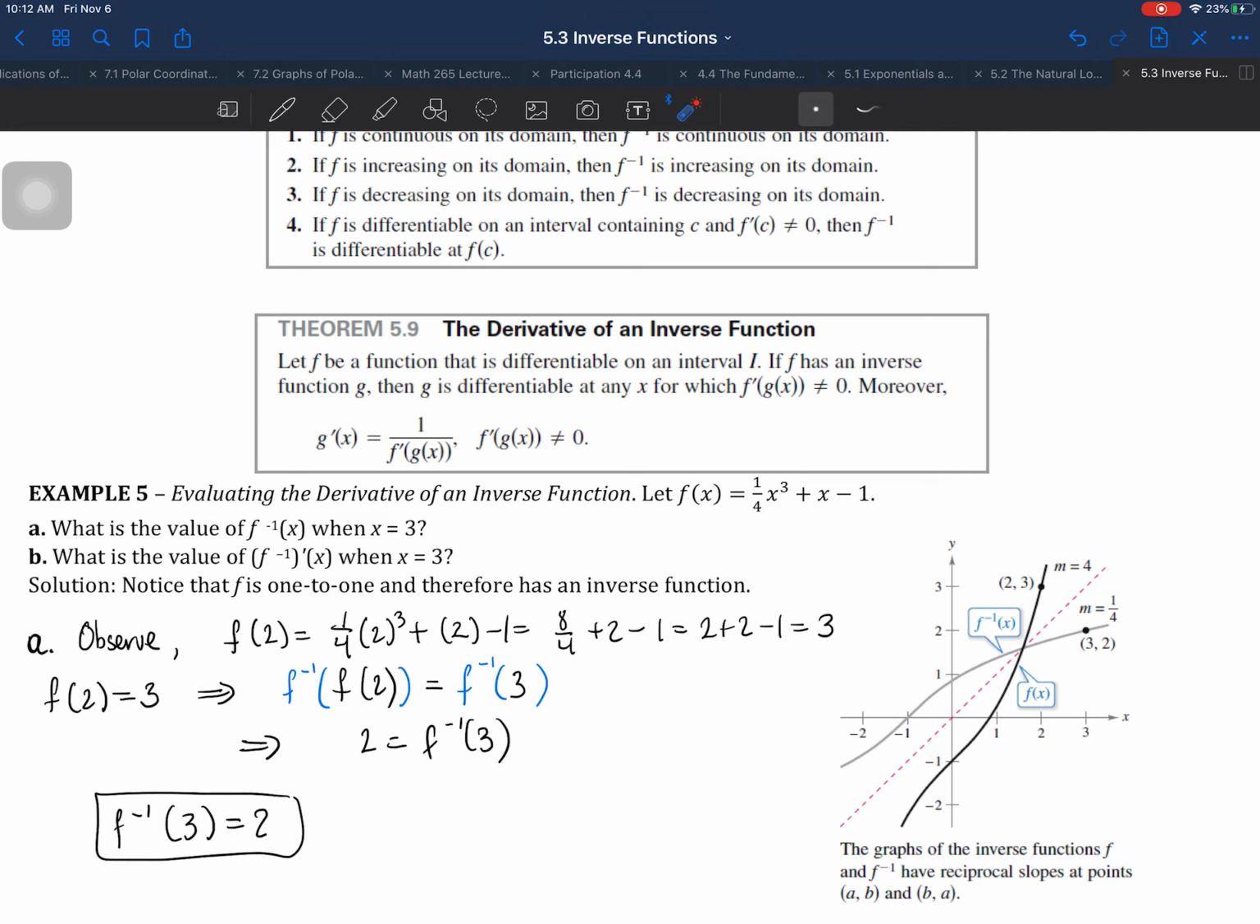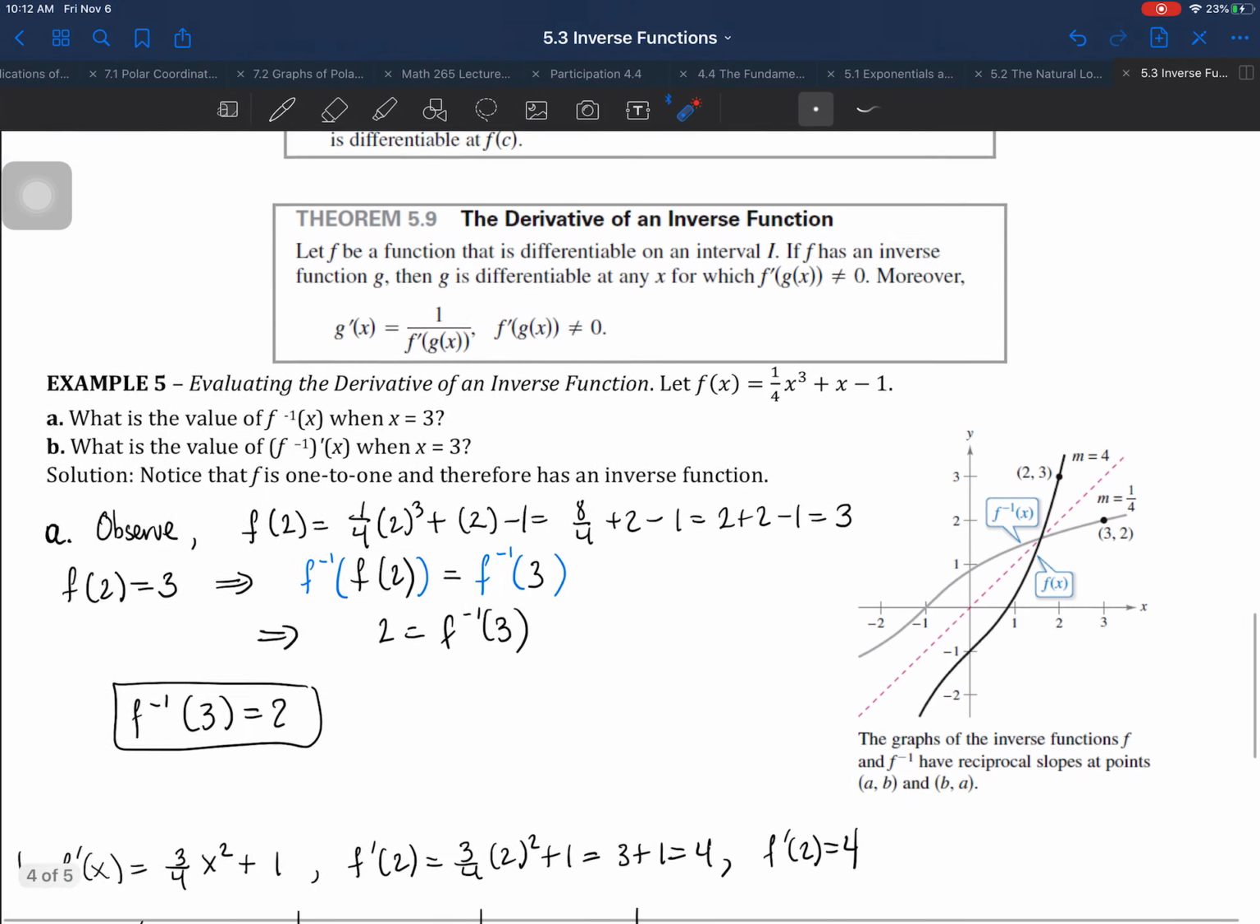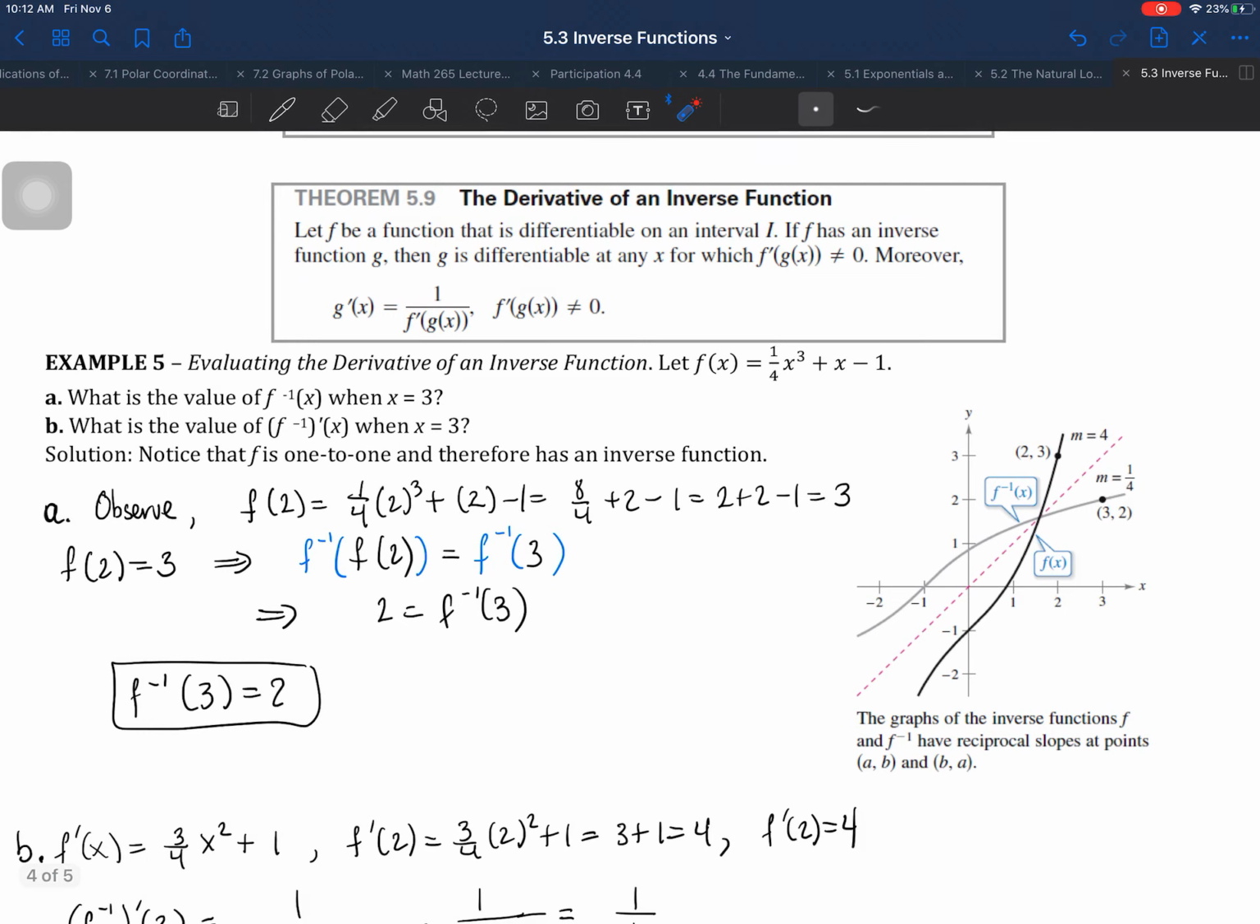Moreover, we actually have a formula for this. We're saying that g is the inverse of f, and the derivative of g is going to equal 1 over f prime of g of x. This is interesting because we can find the derivative of f inverse by just using the original function's derivative and the inverse function. So that's kind of neat. Let's see what happens with this result.